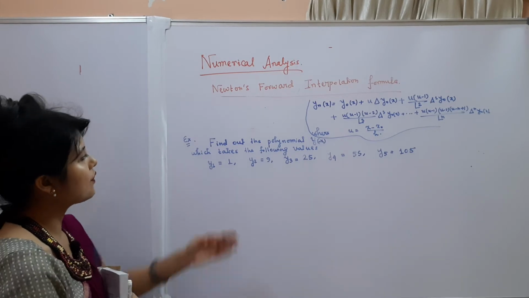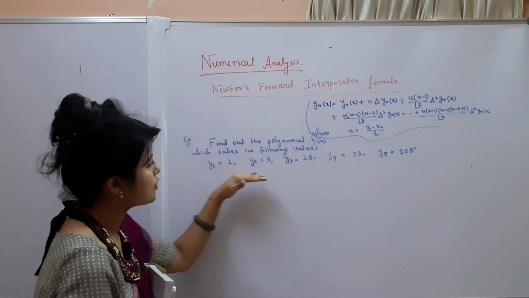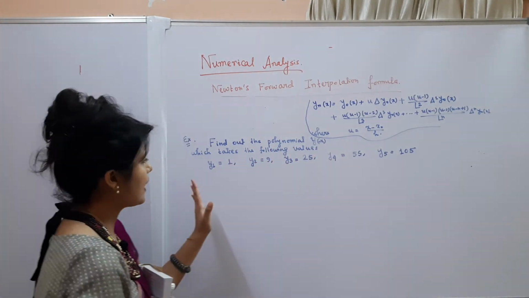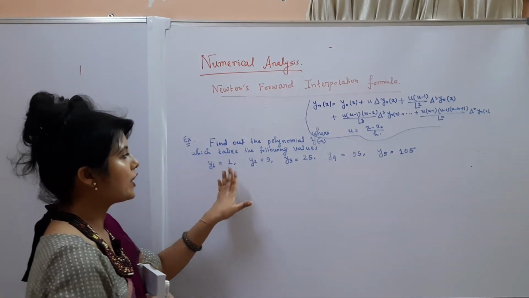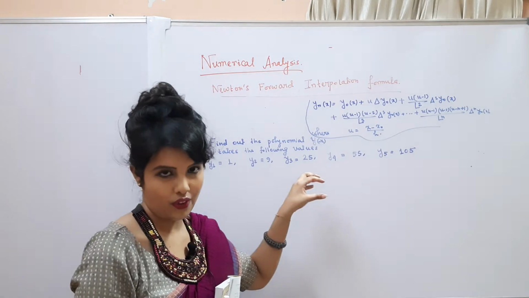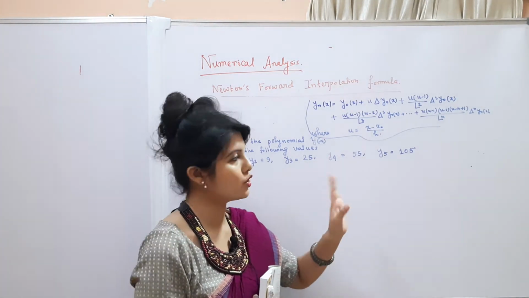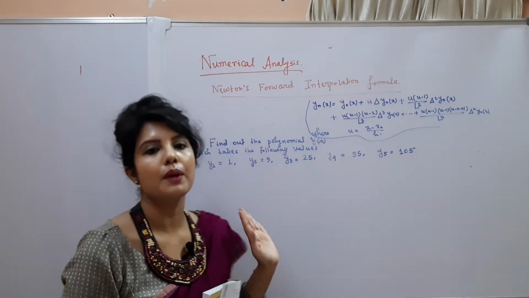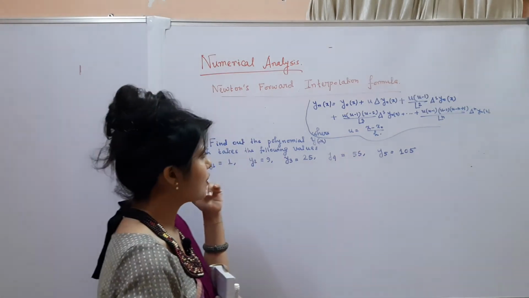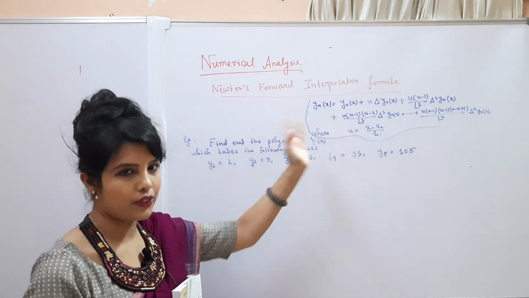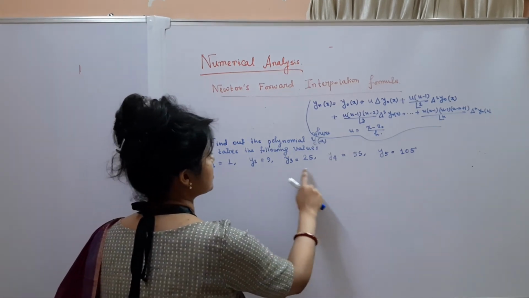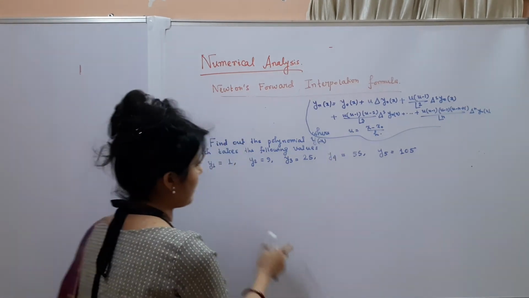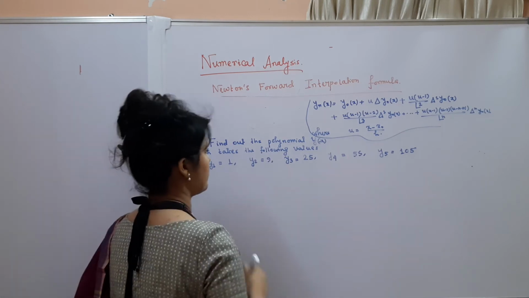Now you have to find out the polynomial y(x) using these values. Here you have to find out only the polynomial. There is no need to find out any values of y for corresponding values of x. So for which I am going to use Newton's forward interpolation formula. Firstly, I have to write down this data in tabular form.